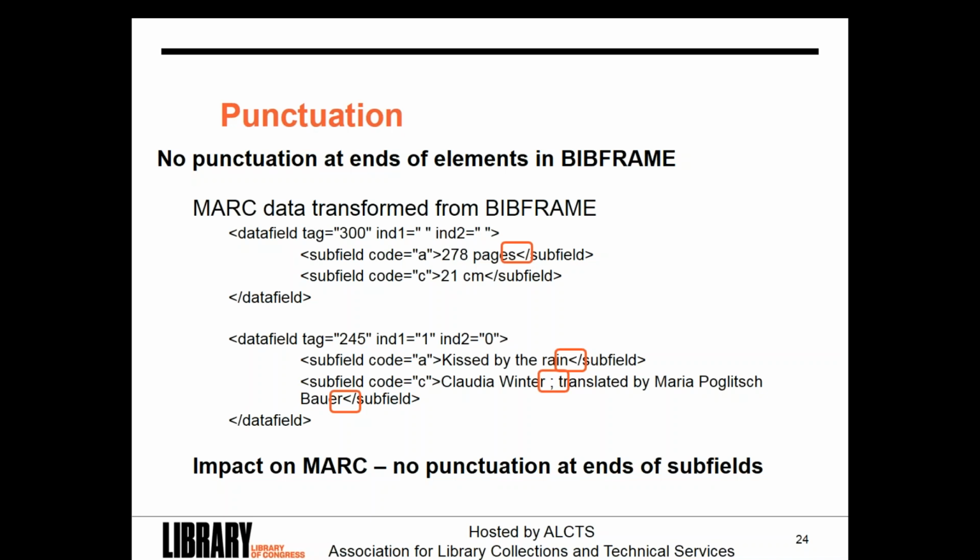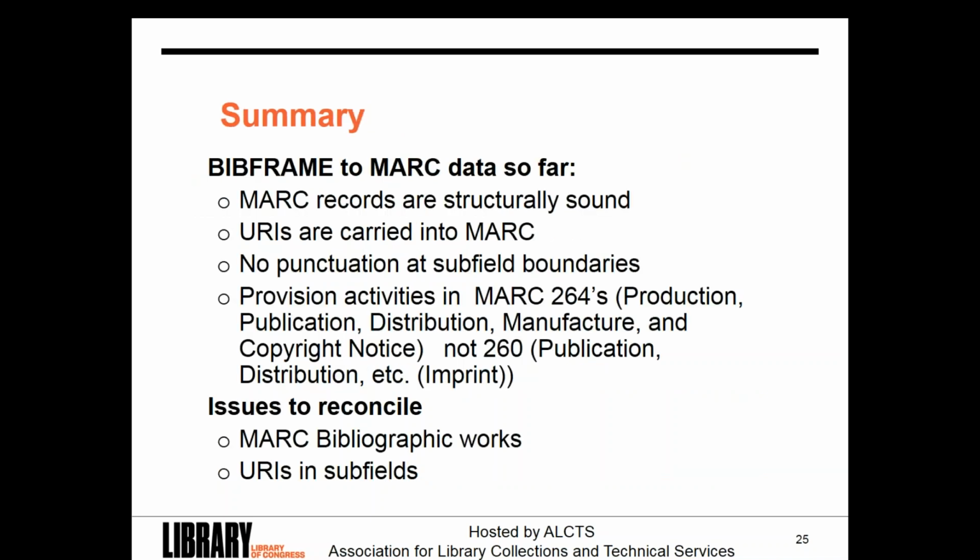So, in summary, where are we? So far, we've found that our BibFrame to MARC records are structurally sound. That is a first and very important attribute. We found that the URIs are carried into MARC, which will make it easier to go back and forth. We find that we don't have punctuation at subfield boundaries, and I think there's a movement in the community to cease doing some of the punctuation at the subfield boundaries. So that may be a positive for going back and forth, if the community can accept that.